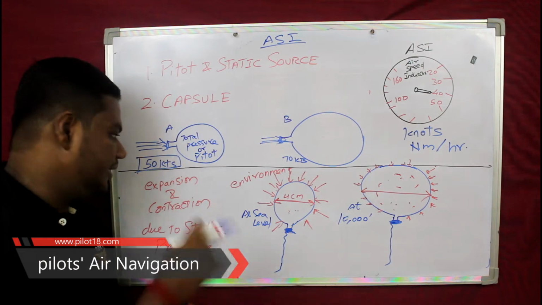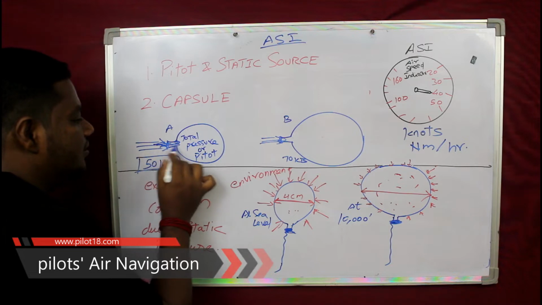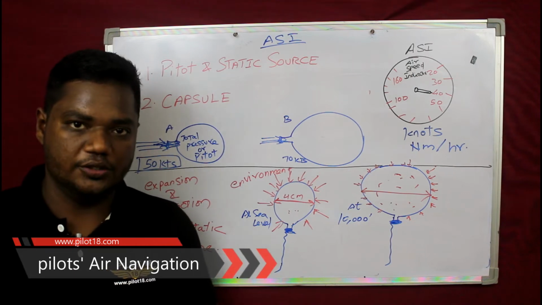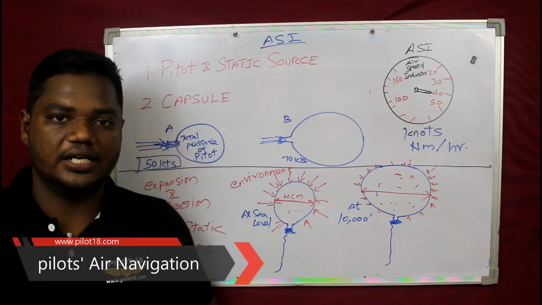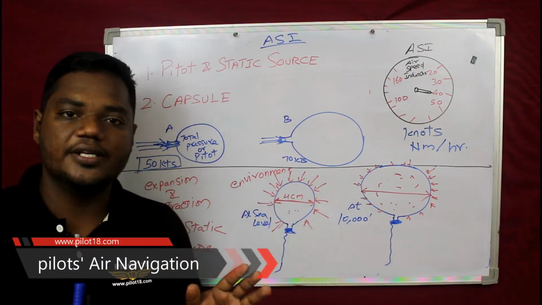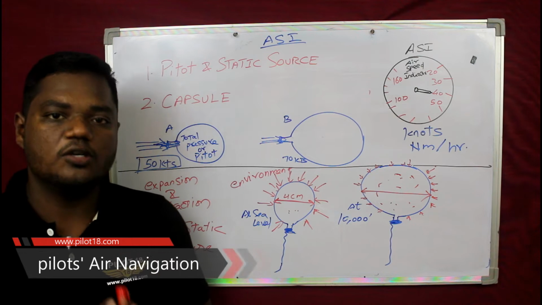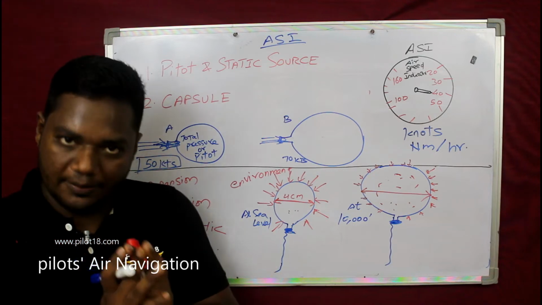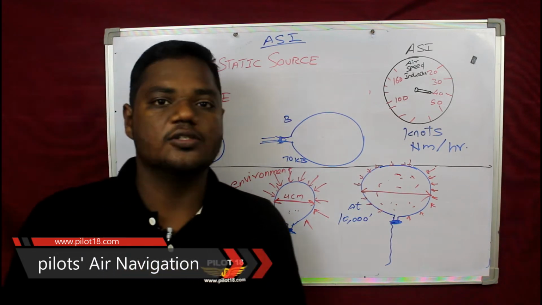Let's take an example. I traveled at 50 knots. The pressure I get inside the balloon is total pressure. While I was explaining pressure, I forgot to mention that when you're traveling in a car and put your hand outside the window, your hand experiences not only dynamic pressure, it experiences both static and dynamic pressure. Static pressure is always present, this point you must remember. Whether you are moving or stationary, static pressure is always present. But when you're moving, dynamic pressure will be more. So that's the theory.